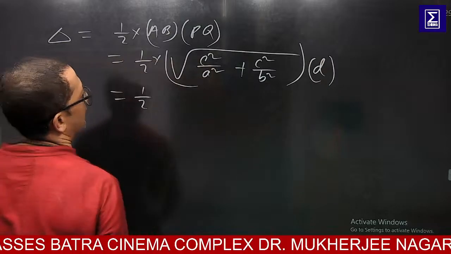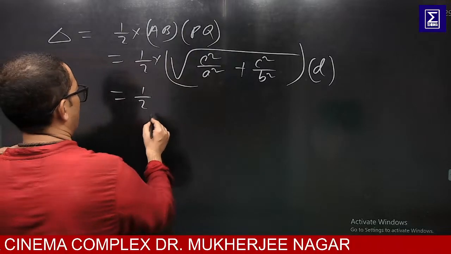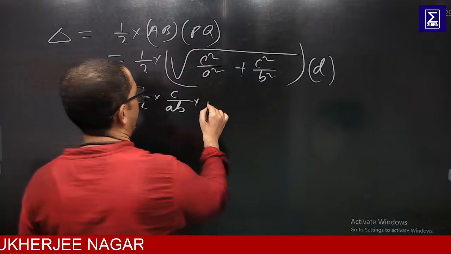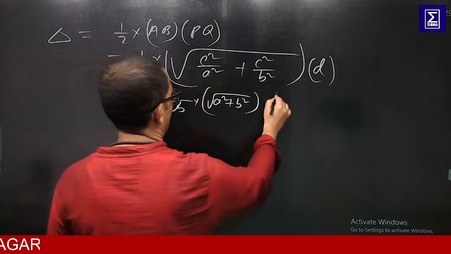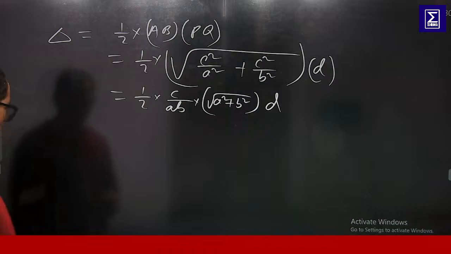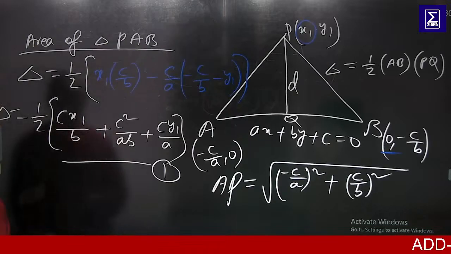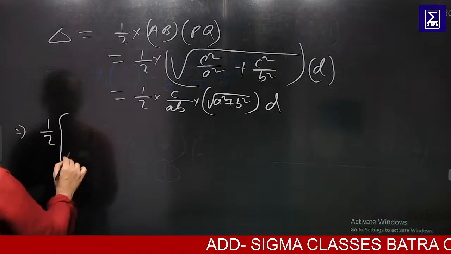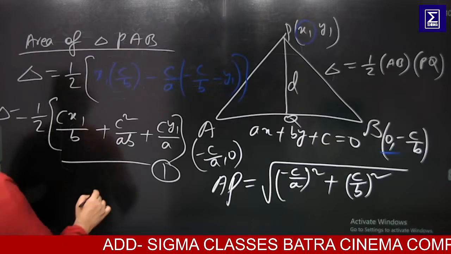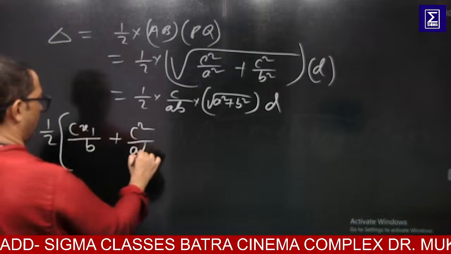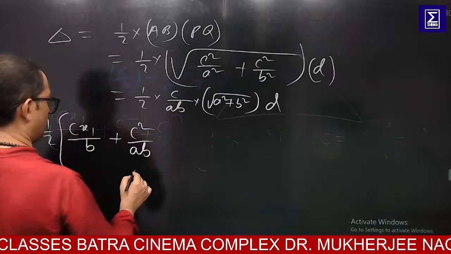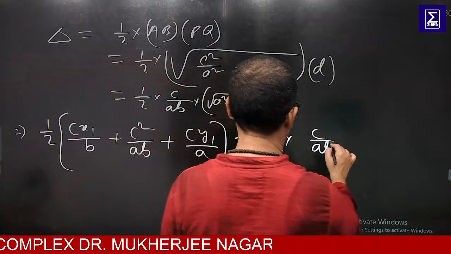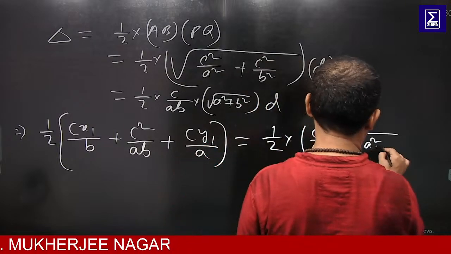So this will be half times, C is taken out, it would be C upon AB, and within bracket root under A square plus B square, times D. This is the area of triangle, and earlier we got the area of triangle is this much, so it would be half times (C x1 upon B plus C square upon AB plus C y1 upon A), that is equal to half times C upon AB times root under A square plus B square times D.